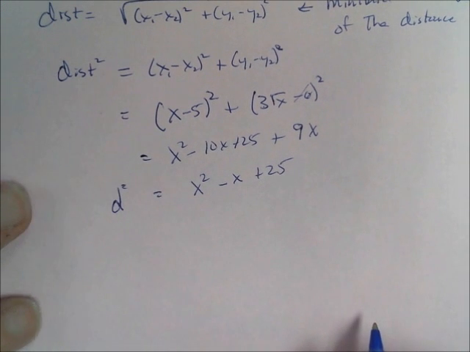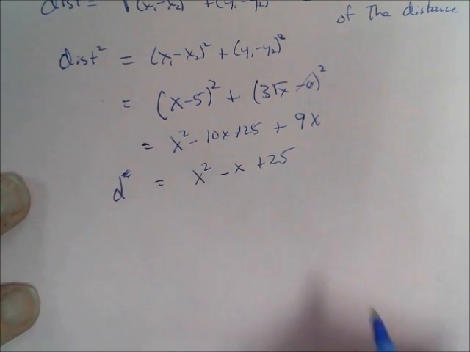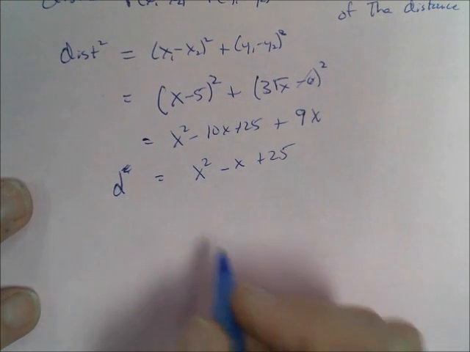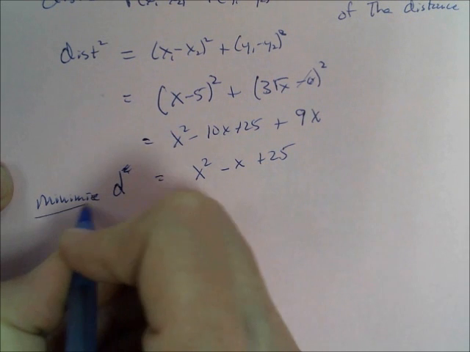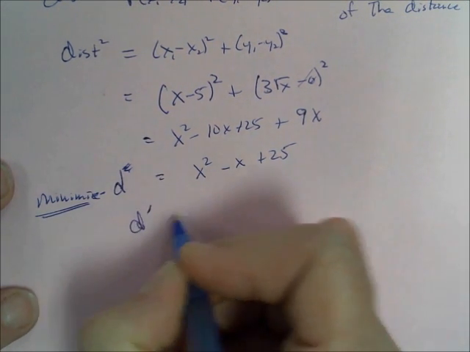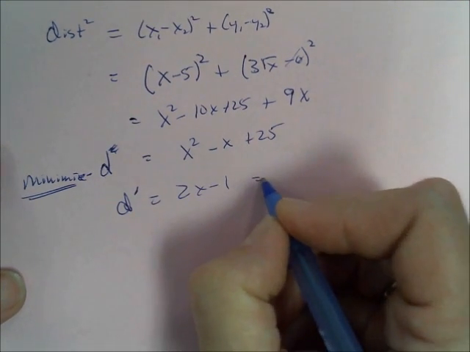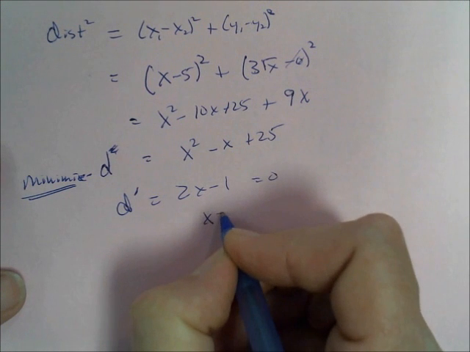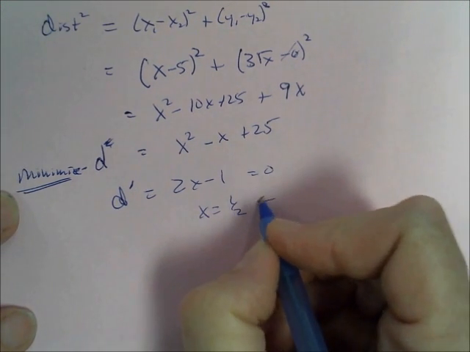squared, but we're going to minimize the derivative of this. So we'll just call this d for what we're trying to minimize. So if we're going to try to minimize d, we're going to have to take the derivative, and the derivative is 2x minus 1. We're going to set it equal to 0, and we get x equals 1/2, and that's our critical value.